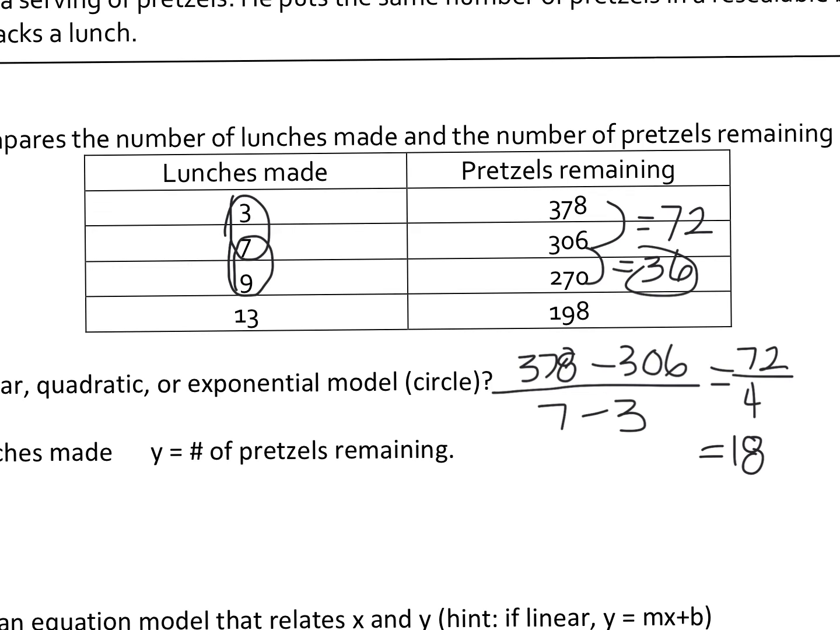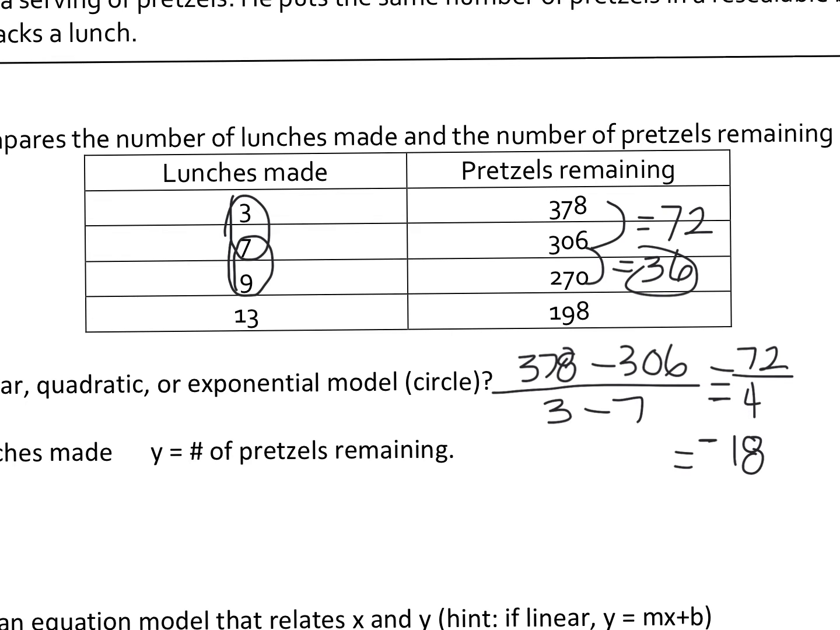And note, I did that incorrectly. Let's go back here. I think we see that it is decreasing, but I just did that out of order. So if I do 378 minus 306, I have to go in the same order for the x's, which is 3 minus 7, which gives us negative 4, which means each time we add a bag, we are going down 18 pretzels. So 18 pretzels remaining, which means there are 18 pretzels being put into each bag.